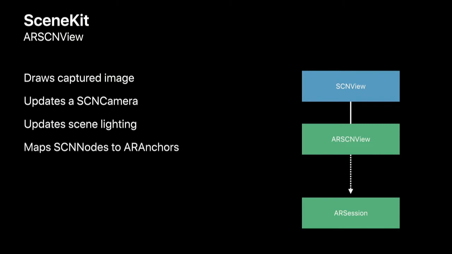And one thing that ARSCNView does is map SCNNodes to ARAnchors. So you don't actually need to interface with ARAnchors directly, but can continue to use SCNNodes. This means whenever a new ARAnchor is being added to the session, ARSCNView will create a node for you. And every time we update the ARAnchor, like its transform, we update the node's transform automatically. And this is handled through the ARSCNView delegate.